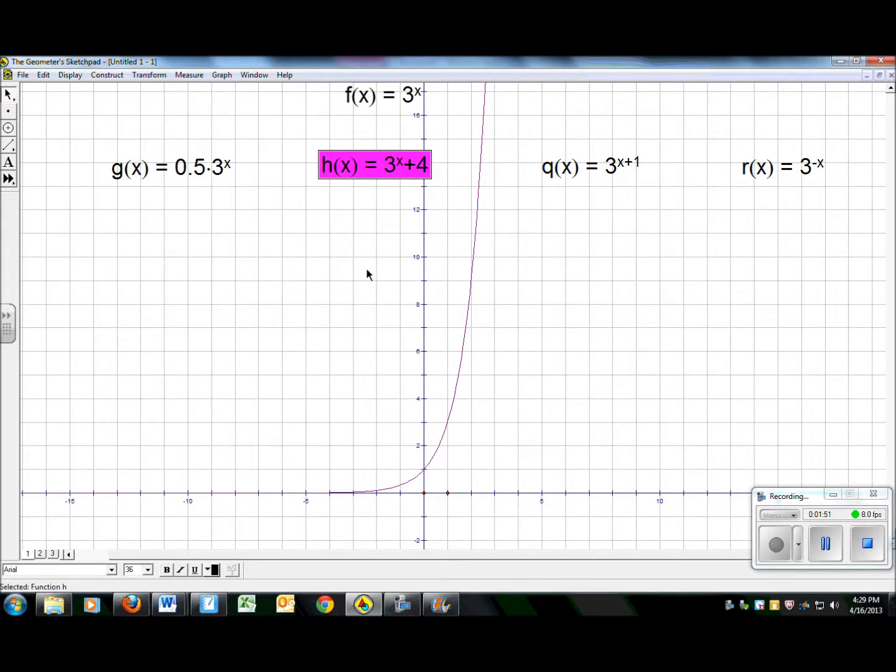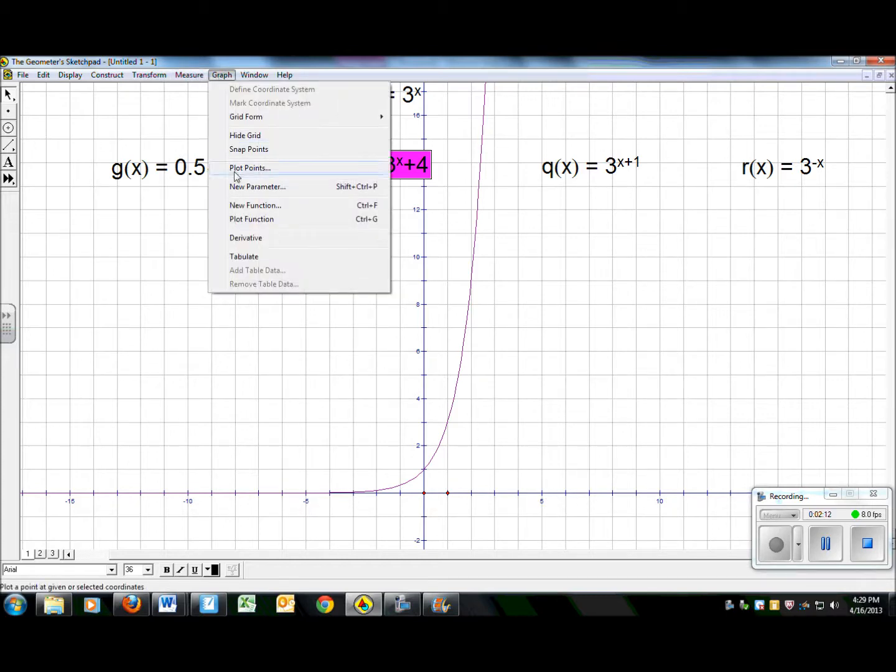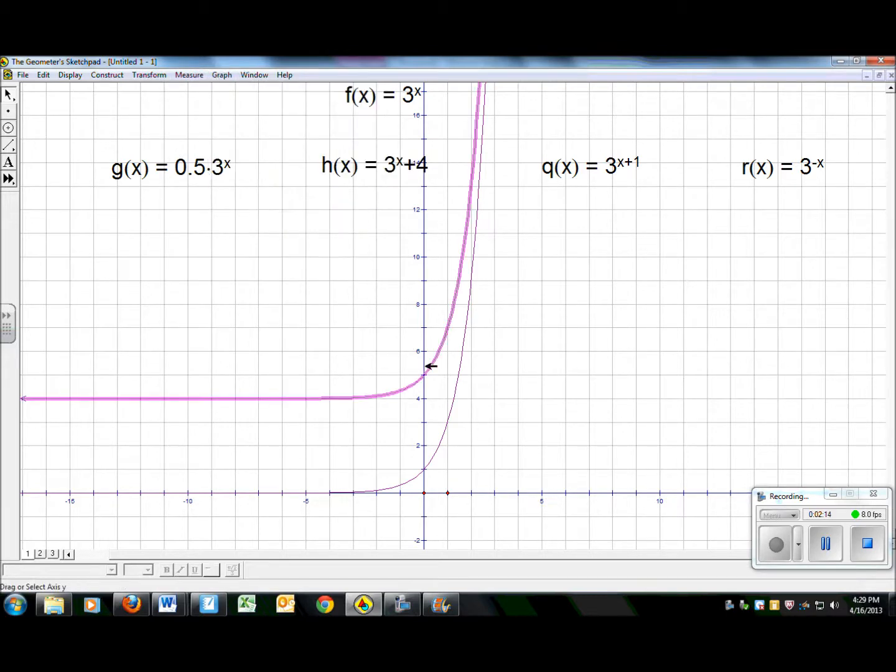And what I've done with h of x is I have just taken all those y values, which were created by 3 to the x power, and I've added 4 to them. And so that will change 1 to become 5. That will change 1/3 to become 4 1/3. That will change 3 to become 7, and so on. And so I go ahead and plot this function, and there we go.